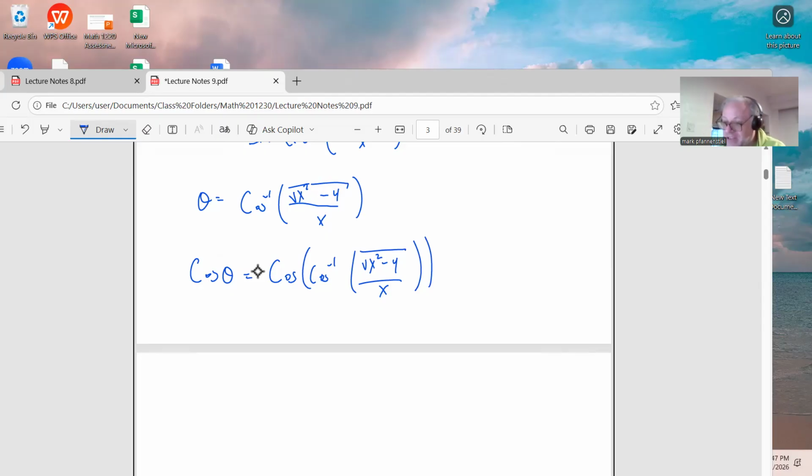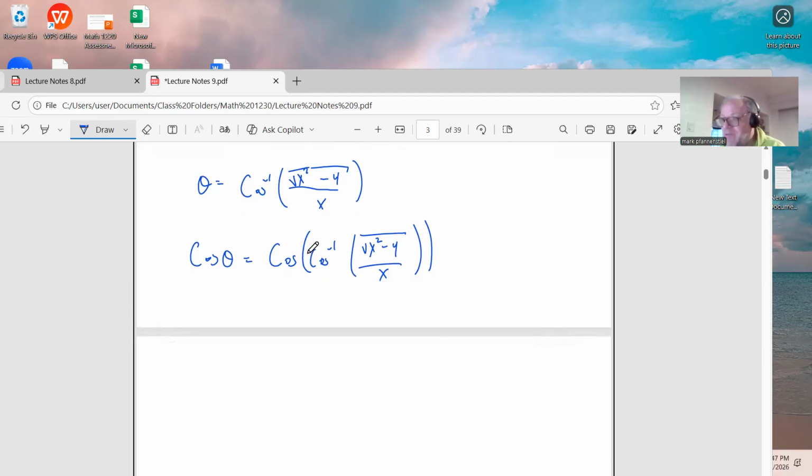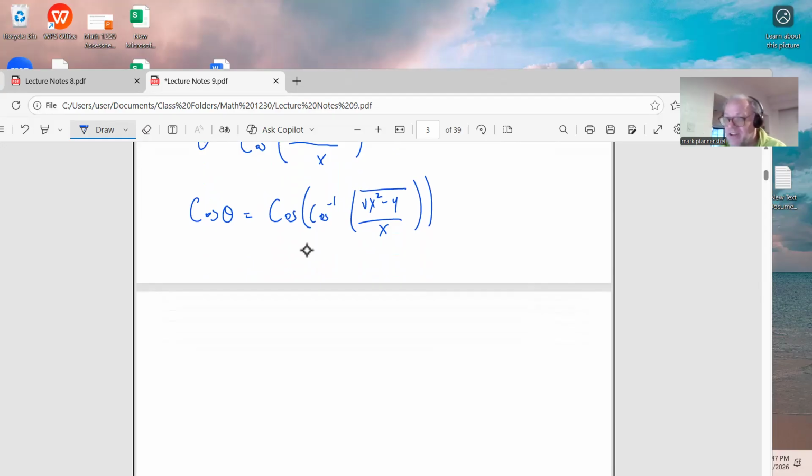Okay, so it does in certain areas, but it doesn't in all areas. So we have to be careful when I'm doing this. I'm not really taking the cosines of both sides. This is just a device for me to use to kind of set up a triangle so that I can solve this problem. So we're going to say we have cosine theta equals the square root of x squared minus 4, divided by x.